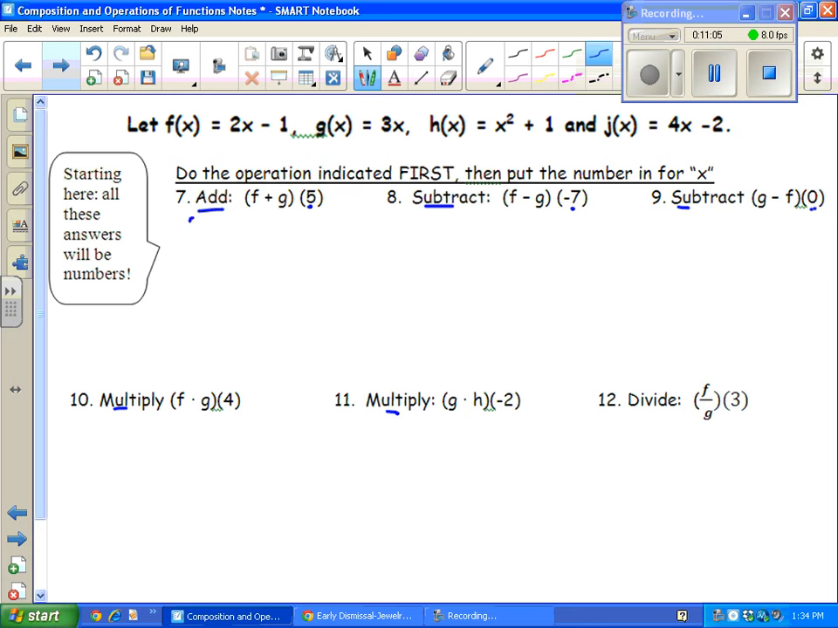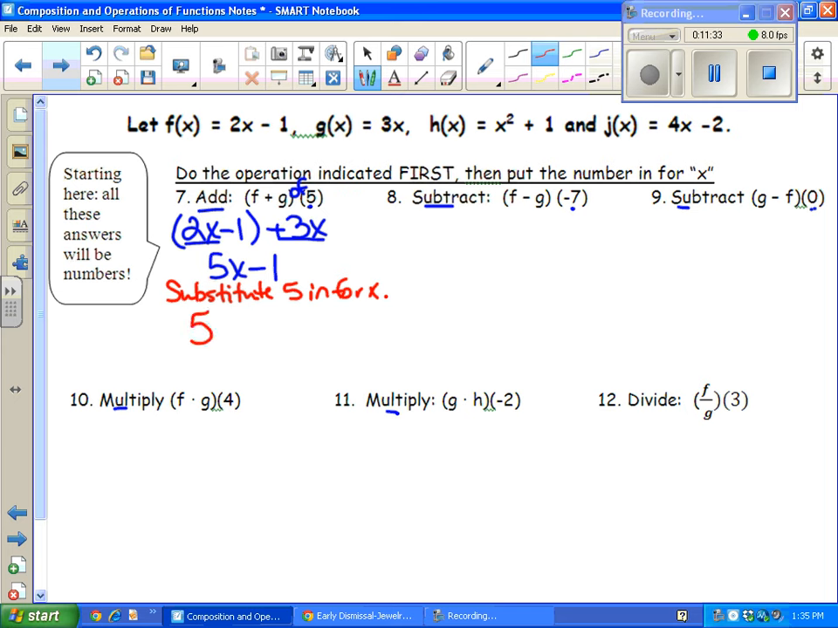So I'm going to grab f and g, 2x minus 1, add it to 3x. I think we did that already. We have like terms, we'll get 5x minus 1. But because this says of 5, what we're going to do now is we're going to substitute 5 in for x. That's what we learned how to do in the last unit. F of x is function notation, and what's in the parentheses is my input. So it's going to be 5 times some number minus 1, and that number is 5. So 5 times 5 is 25 minus 1. The final answer becomes 24.